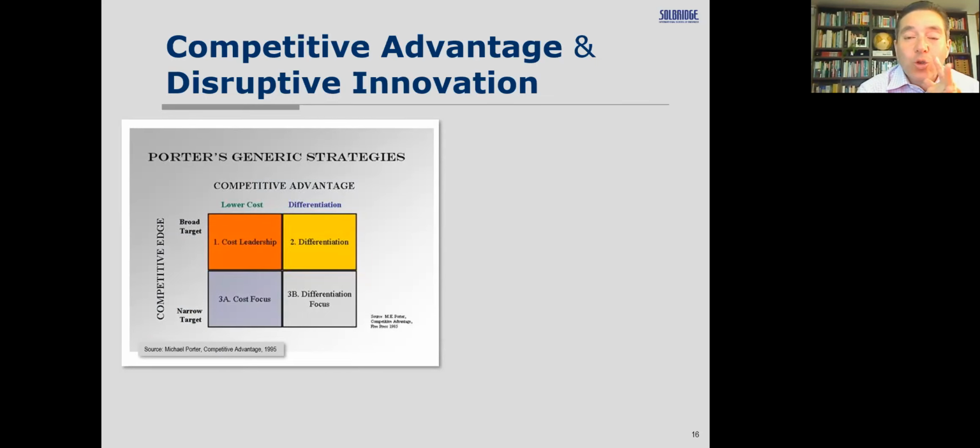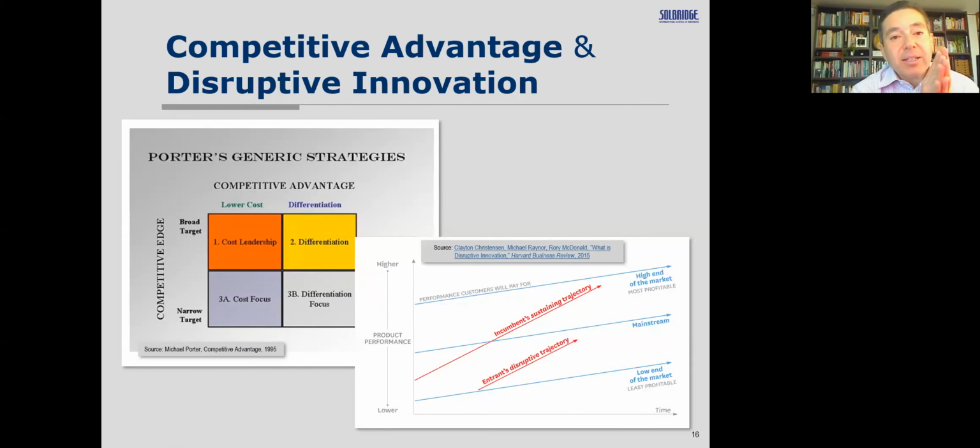So I go back to Michael Porter and his concept of differentiated strategy. And he has these generic strategies: competitive advantage, low cost, differentiation. We talked about this before. And competitive edge, broad target, narrow target. And these are the four strategic positions: cost leadership, differentiation, cost focus, and differentiation focus.